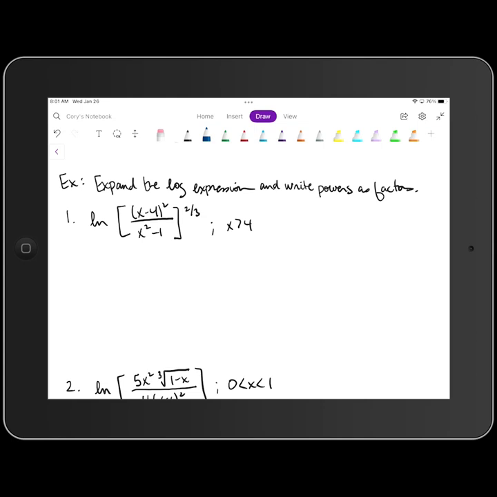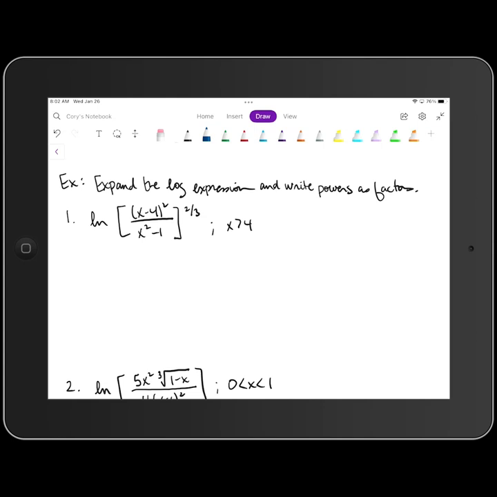So for number one, we have the natural log of the quantity x minus 4 squared over x squared minus 1, and we're raising that result to the 2/3 power. And then the domain of this logarithm is x is greater than 4. That domain is important to us because that's going to allow us to pull exponents out front, because again, we need the argument of each log to be positive. So the fact that x is greater than 4 means that whenever we break these logs up, we're always going to get a positive argument for each of those individual log expressions.